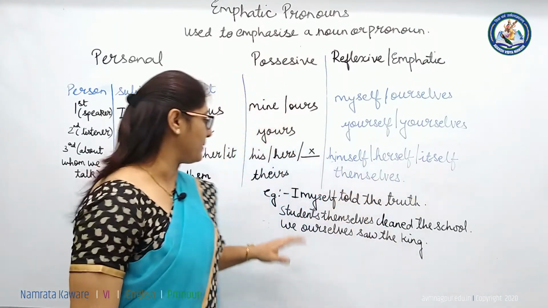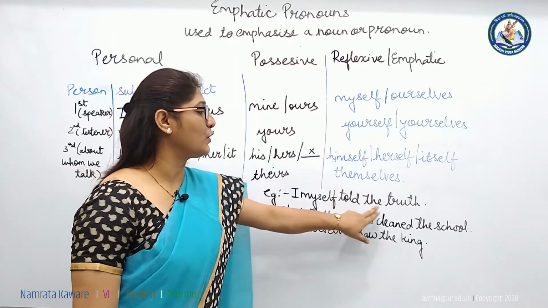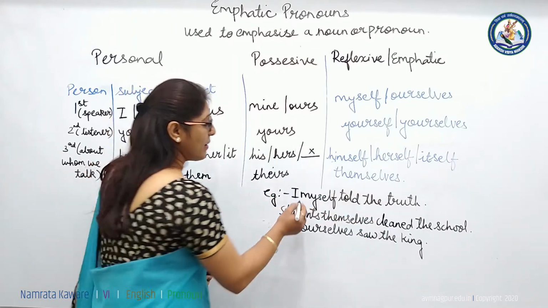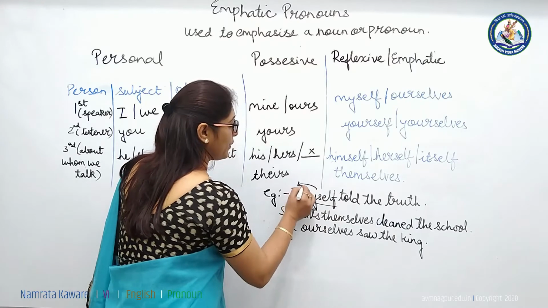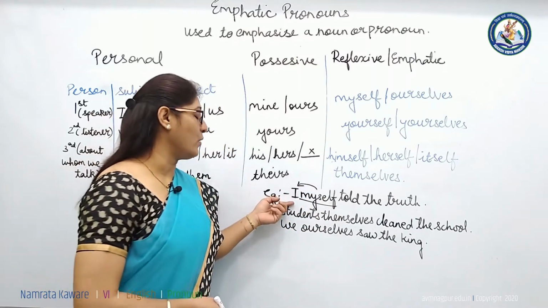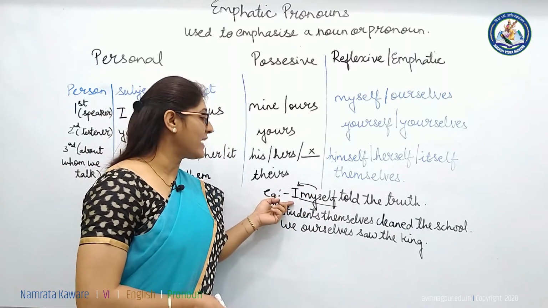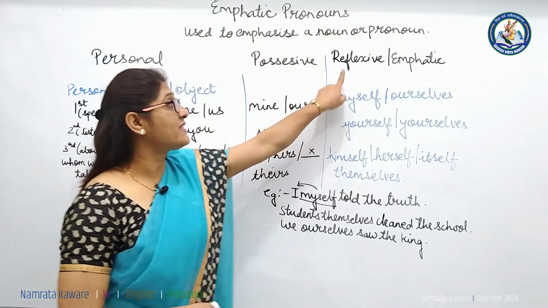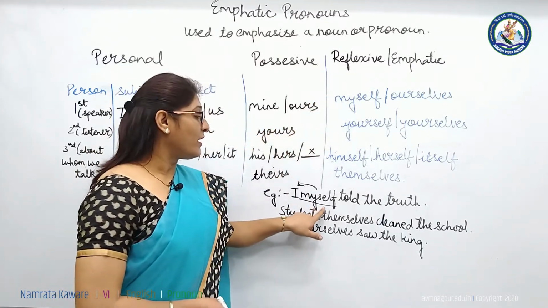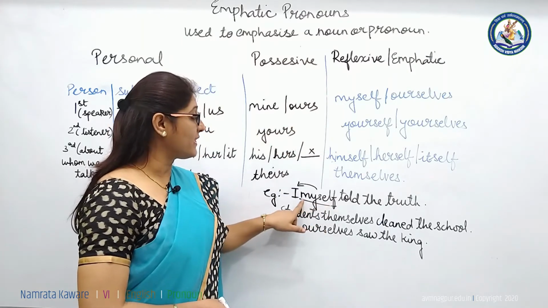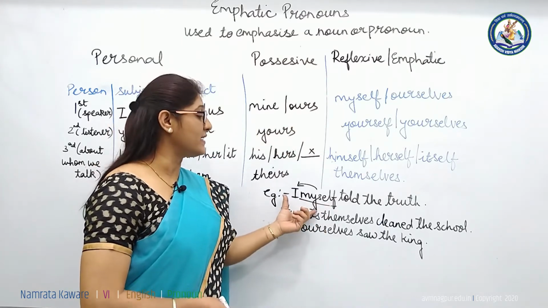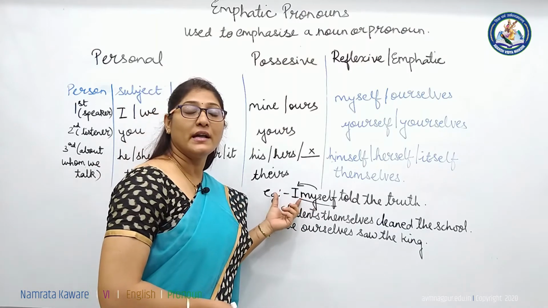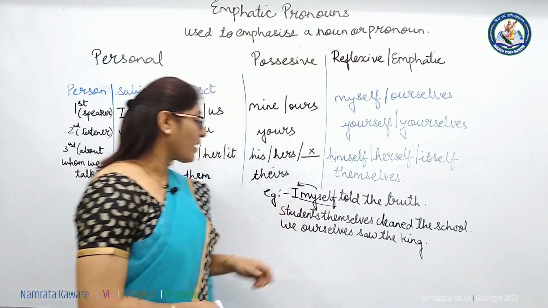Now let's see the examples. I myself told the truth. Here myself is putting a stress on the pronoun I. It is emphasizing the pronoun I. In the reflexive pronoun, the pronoun was written after the verb. Here it is directly written after the noun or pronoun.